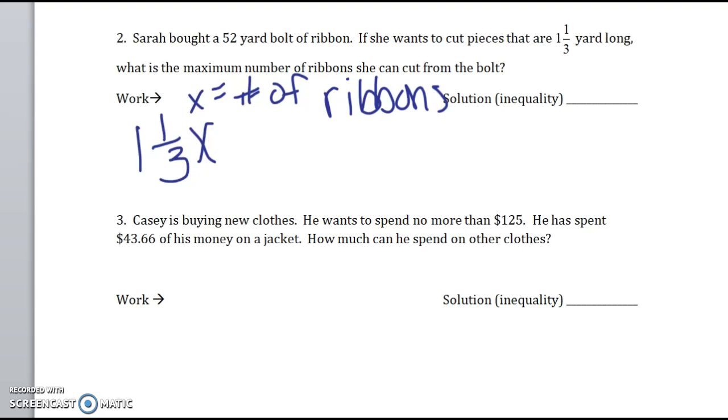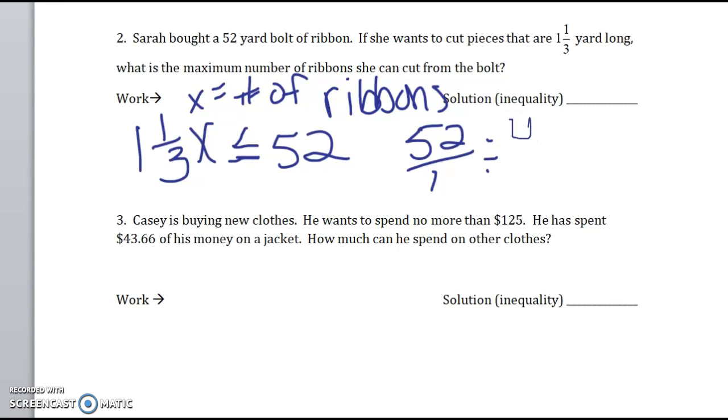So each ribbon times 1 1/3 has to be less than or equal to 52. And here's why we did some of that fraction decimal review. We're going to take 52 divided by 1 1/3. So 52 over 1 divided by 1 1/3 is actually 4/3. I'm going to make that into an improper fraction. And remember with fractions, you keep, change, flip to divide.